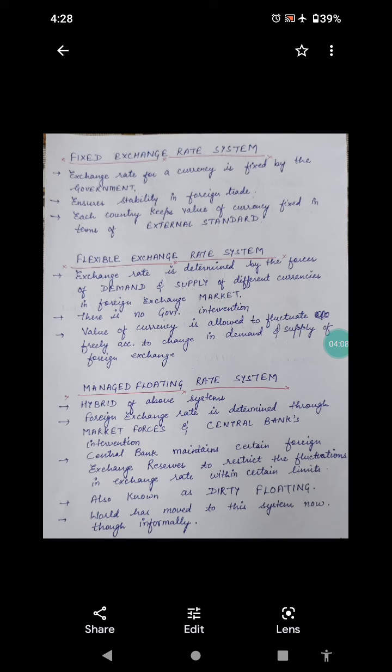See, now we have the fixed exchange rate system. So what will be the benefits of this system? There will be stability in the exchange rate. It will promote international investment. It will lead to an increase in trade and coordination of macroeconomic policies.